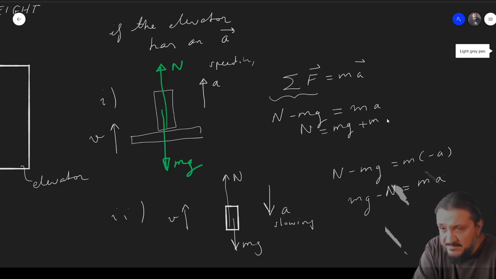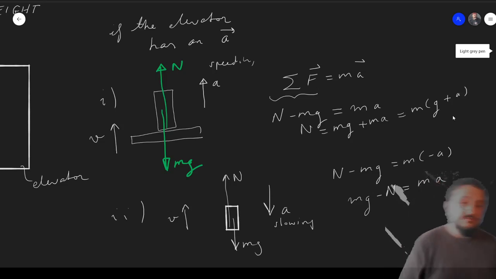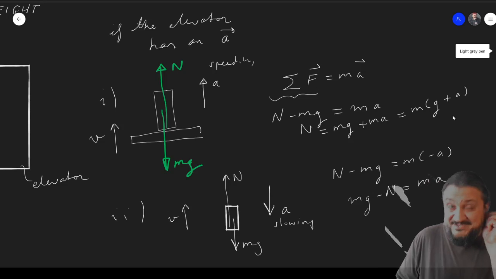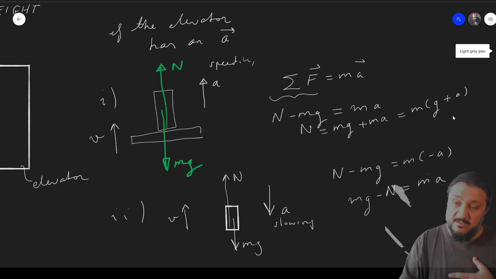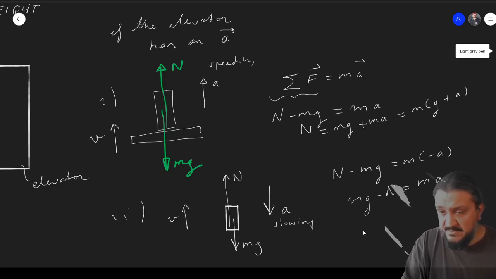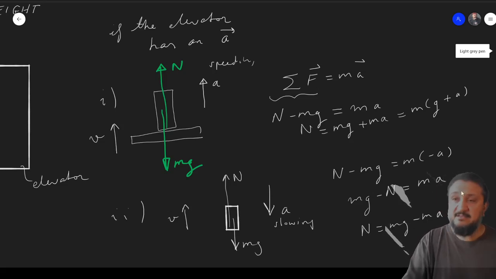So mg plus ma, right? Or m times g plus a. So you'll see a number there which is actually greater than your actual weight. All right? And if you're slowing down, the opposite thing happens. And here is mg minus ma. Therefore, the number you read on the scale will be less than your actual weight.